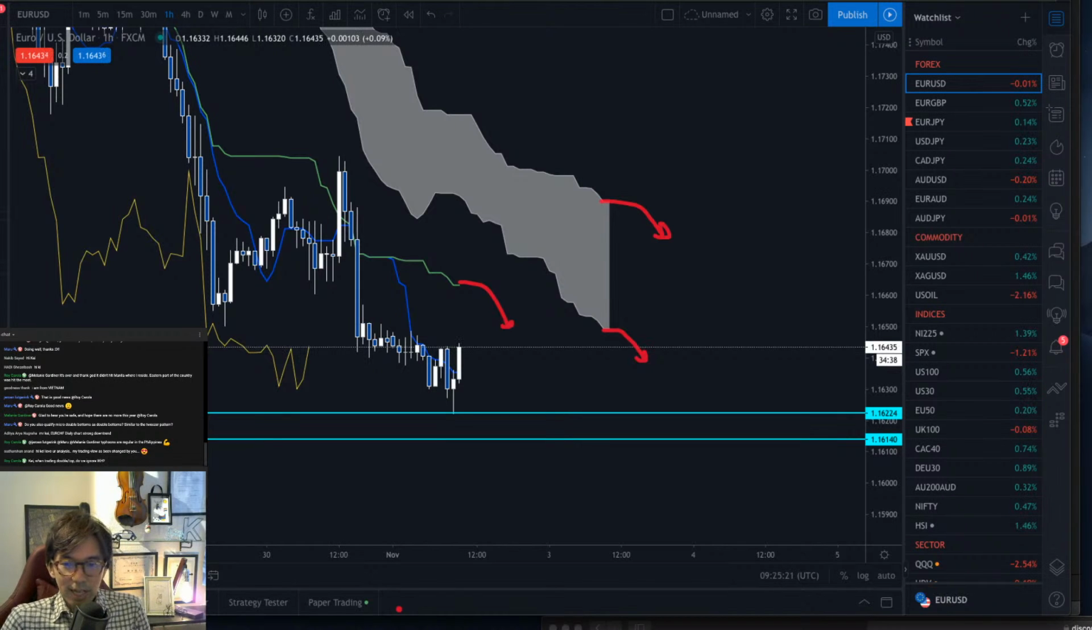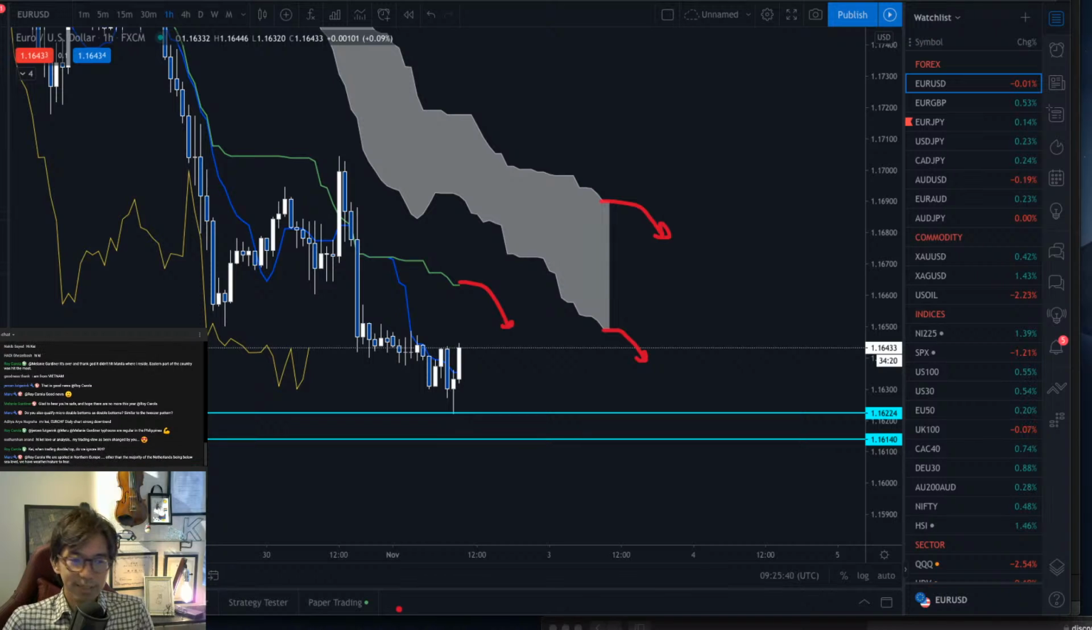Okay, Marusen says, do you also qualify micro double bottoms as double bottoms, similar to the Twitter pattern? Yes, I can confirm the micro double bottoms like in lower time frames, because the market is fractal. So I still look for the double bottom or double top in lower time frames as well.